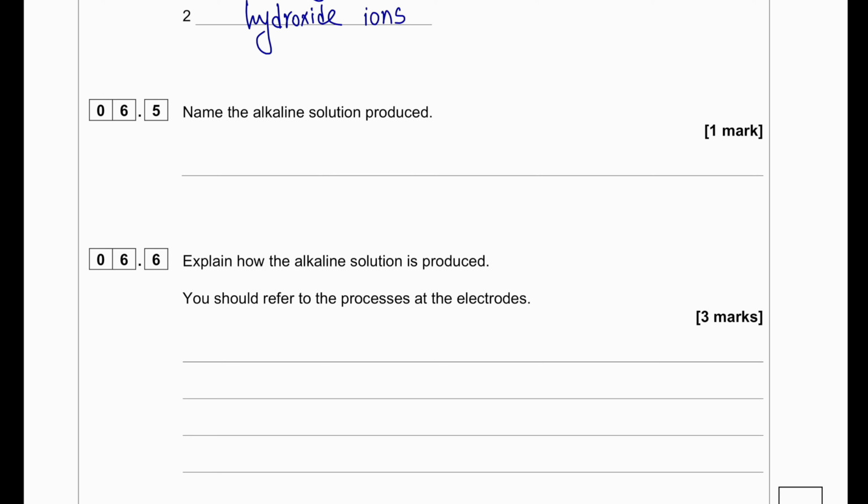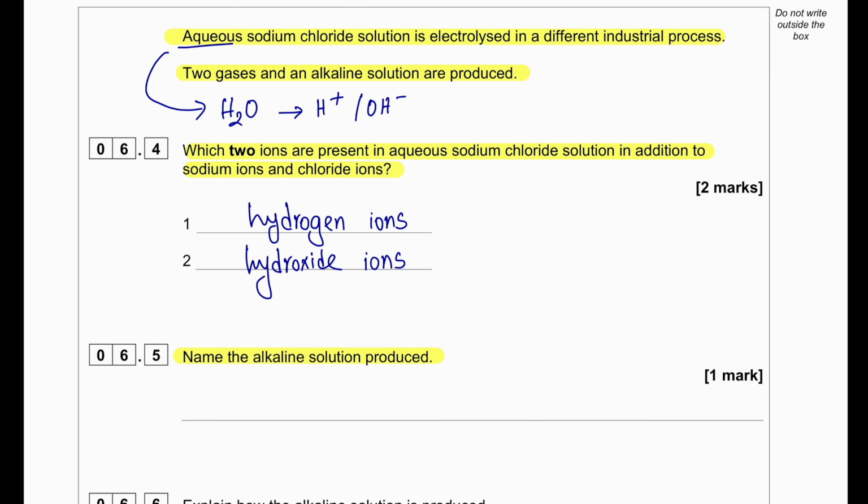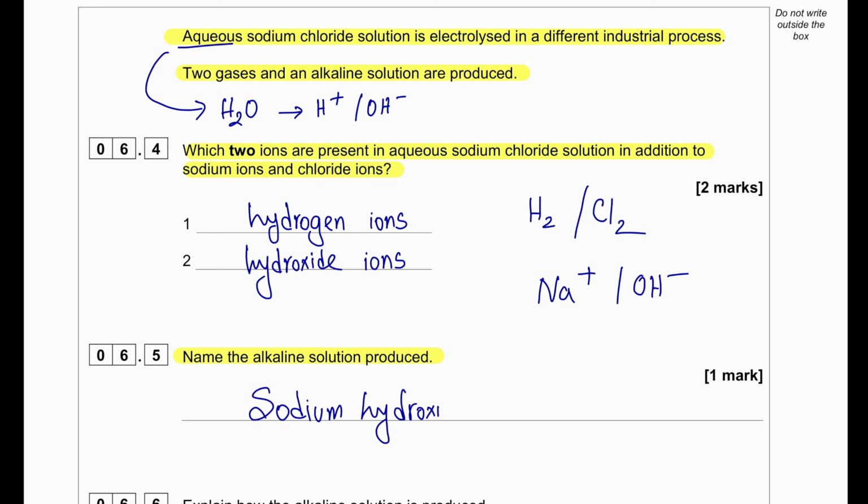Name the alkaline solution produced. So the alkaline solution produced will be, because we are producing two gases, one of the gases in this process will be hydrogen, the other gas will be chlorine. So the remainder of the solution, the ions that are remaining in the solution, are Na plus and OH minus, which will produce sodium hydroxide.